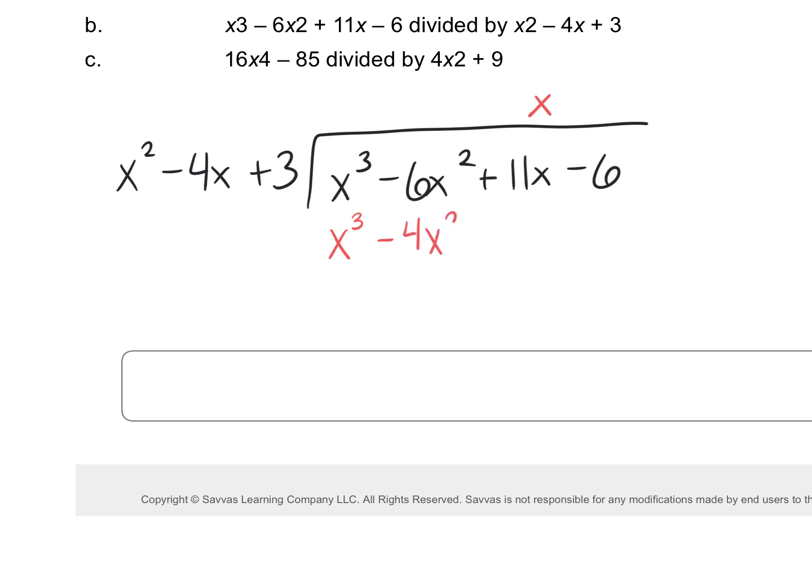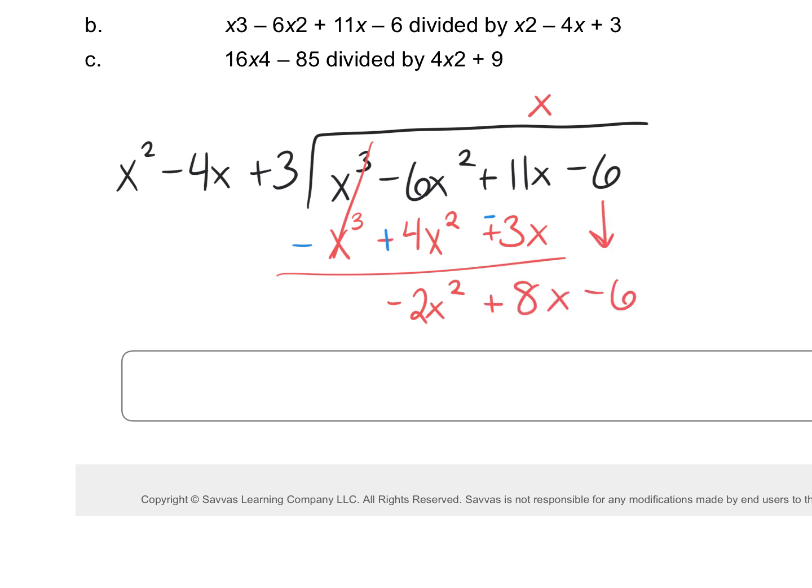Minus 4x squared. Negative 4x squared, and then x times 3, 3x. What do I do now? Subtract. Switch all of the signs in there. What happens to the x cubed? It cancels out. Negative 6 plus 4, negative 2x squared. And then 11 minus 3x, 8x. What do I do with that 6? Bring it down.